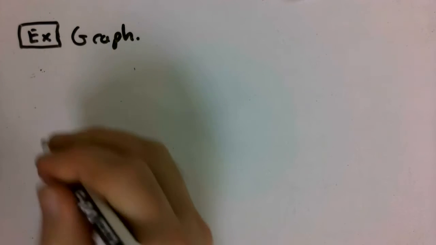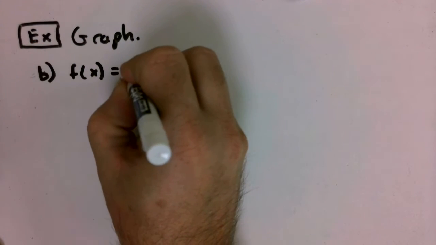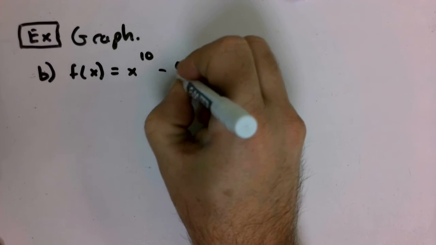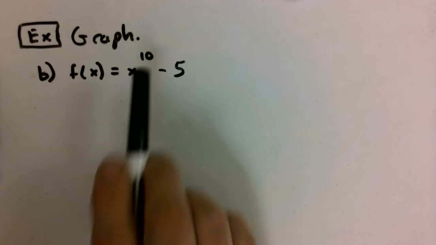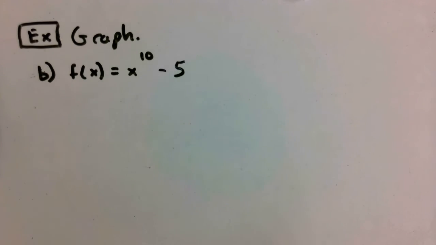For letter B, if we had f of x is equal to x to the 10th power minus 5. Here's what I see. We have x raised to an even power. I know what that parent function graph looks like, and we have some subtraction in this problem.